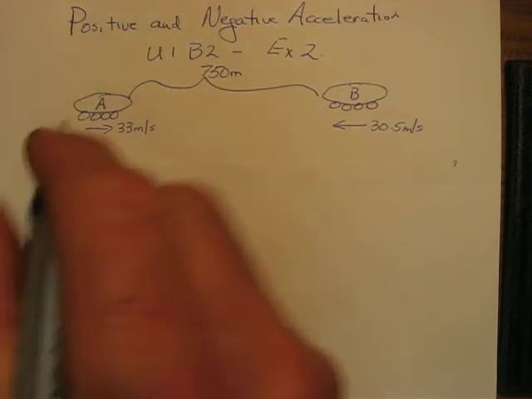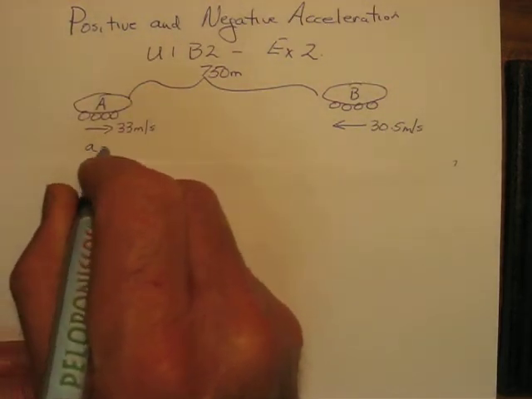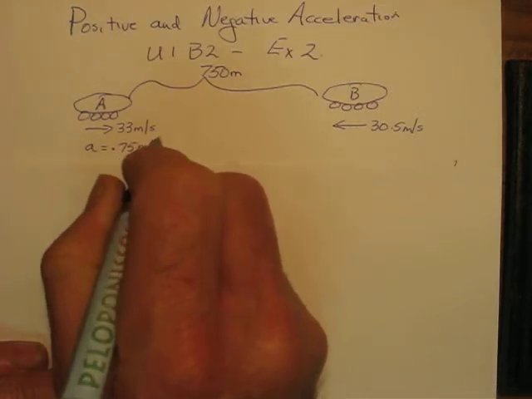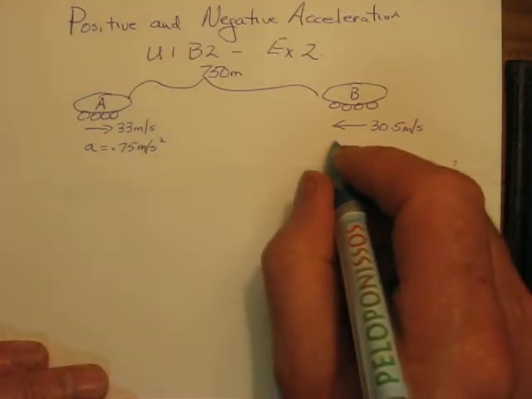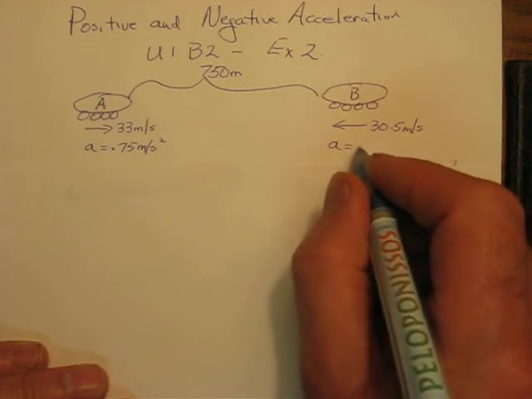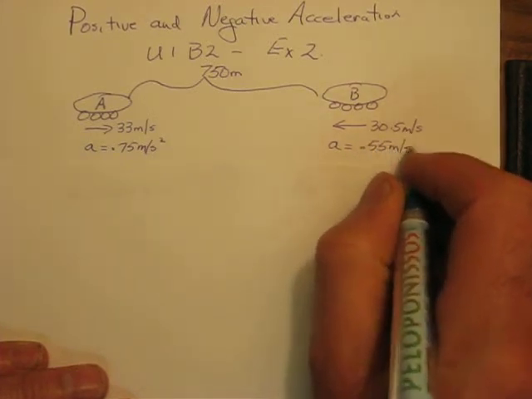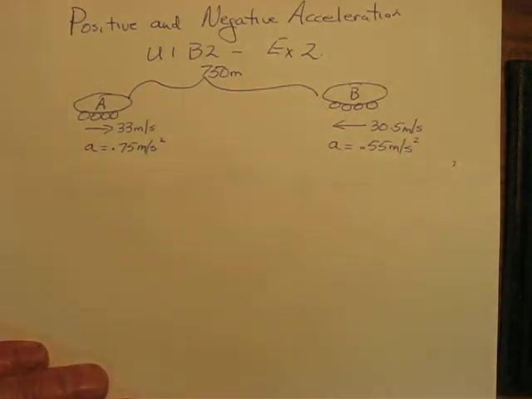Now the one train decelerates, or slows down, at 0.75 meters per second squared. I'm leaving it as positive for now, but we'll probably come back and change that. And this train also slows down at an acceleration of 0.55 meters per second squared. The question is, will the two trains ever occupy the same position, or in other words, will they crash?